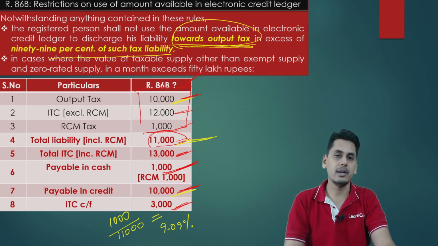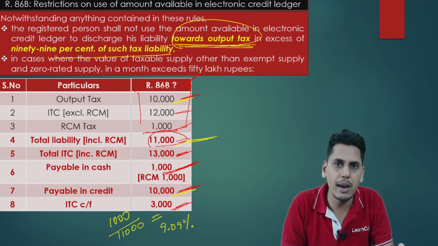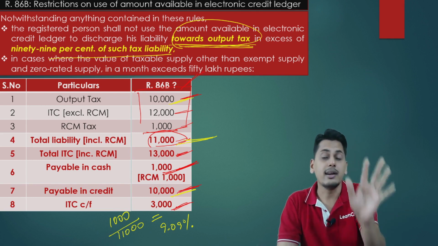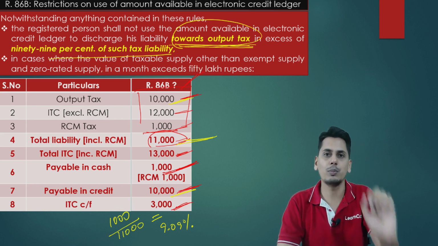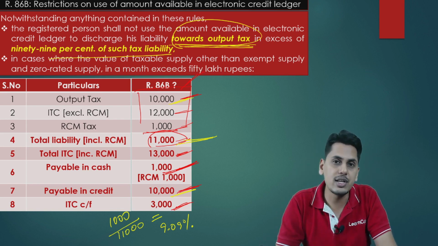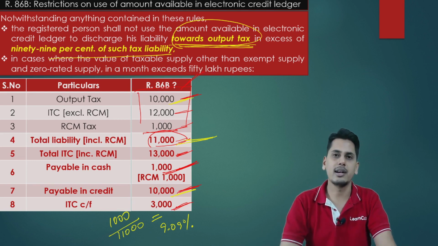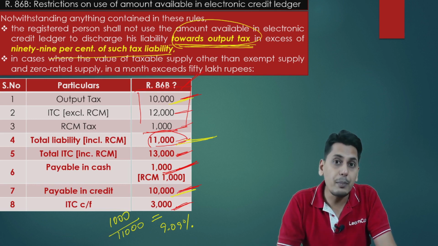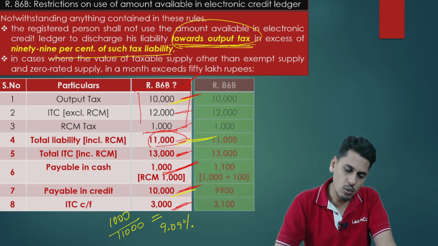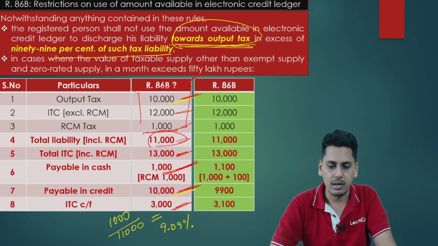What does Rule 86B tell you? It says ignore RCM liability. Take only the output tax. Whatever outward supplies you have made, the tax upon that is the output tax. Of that output tax, a maximum of 99% can be discharged from your credit ledger. The balance 1% needs to be paid through the cash ledger. So friends, what should be the solution? The solution should be in this way.